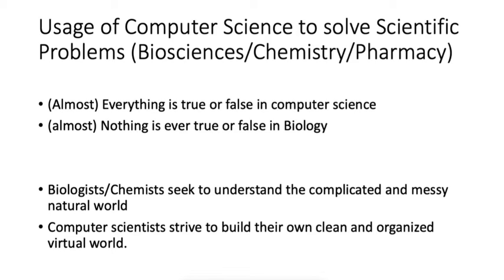So the contrast is that biologists, chemists, and scientists seek to understand the complicated and messy natural world around them. And computer scientists basically strive to build their own clean and organized virtual world in which they can control everything, and almost everything is built from scratch depending on the environment that they want.